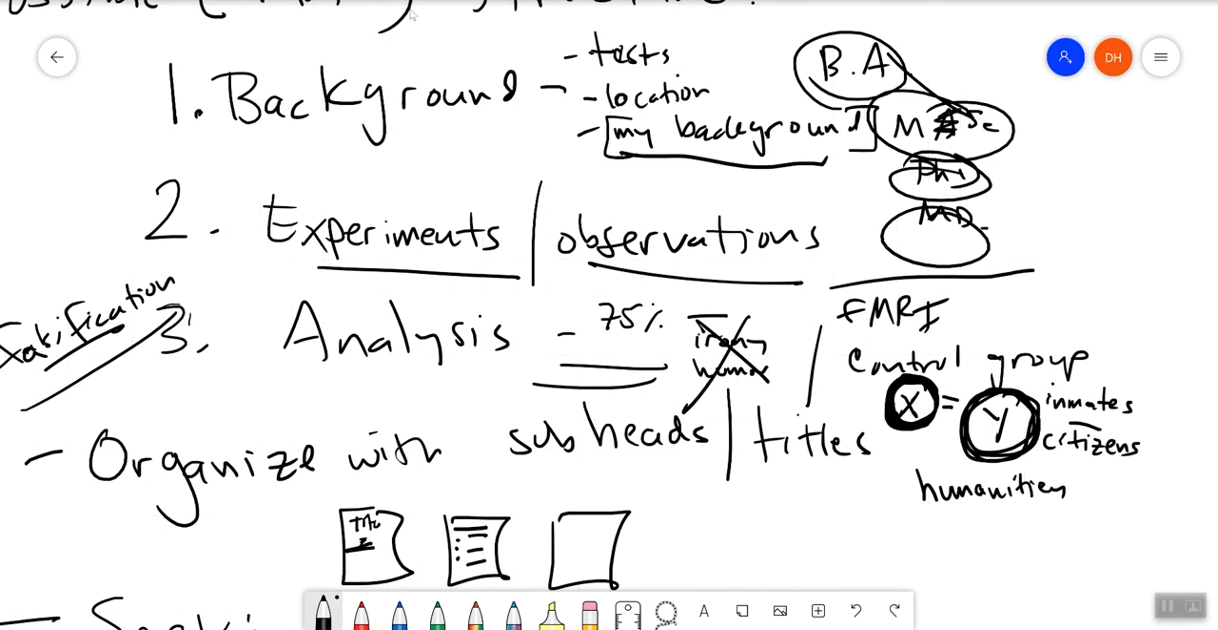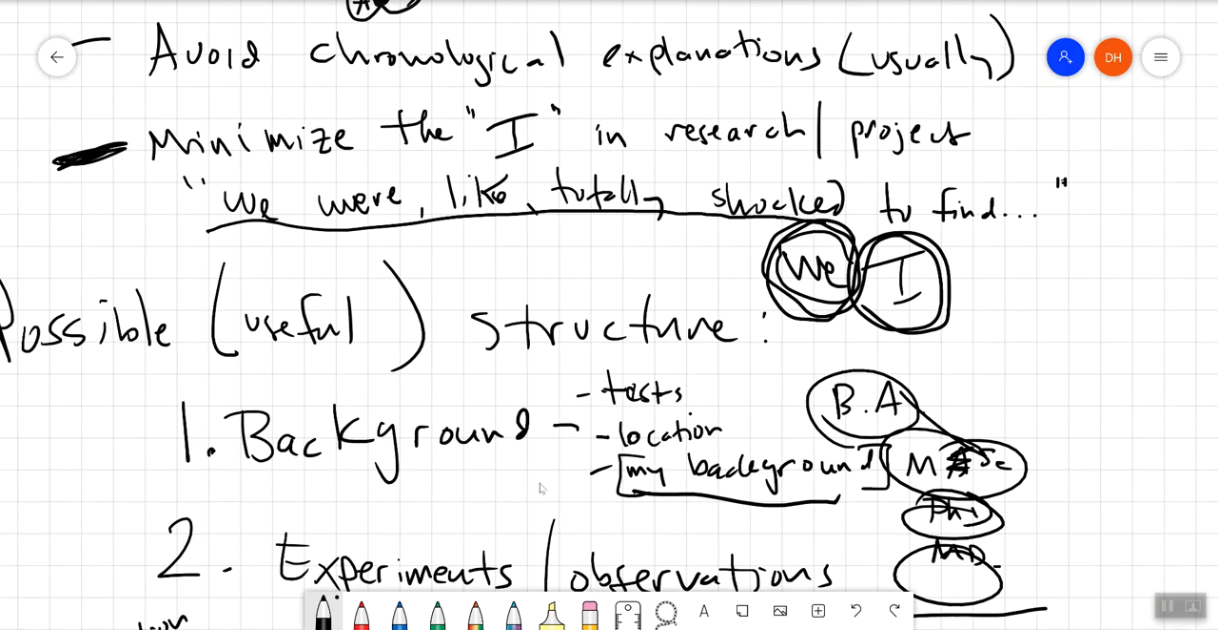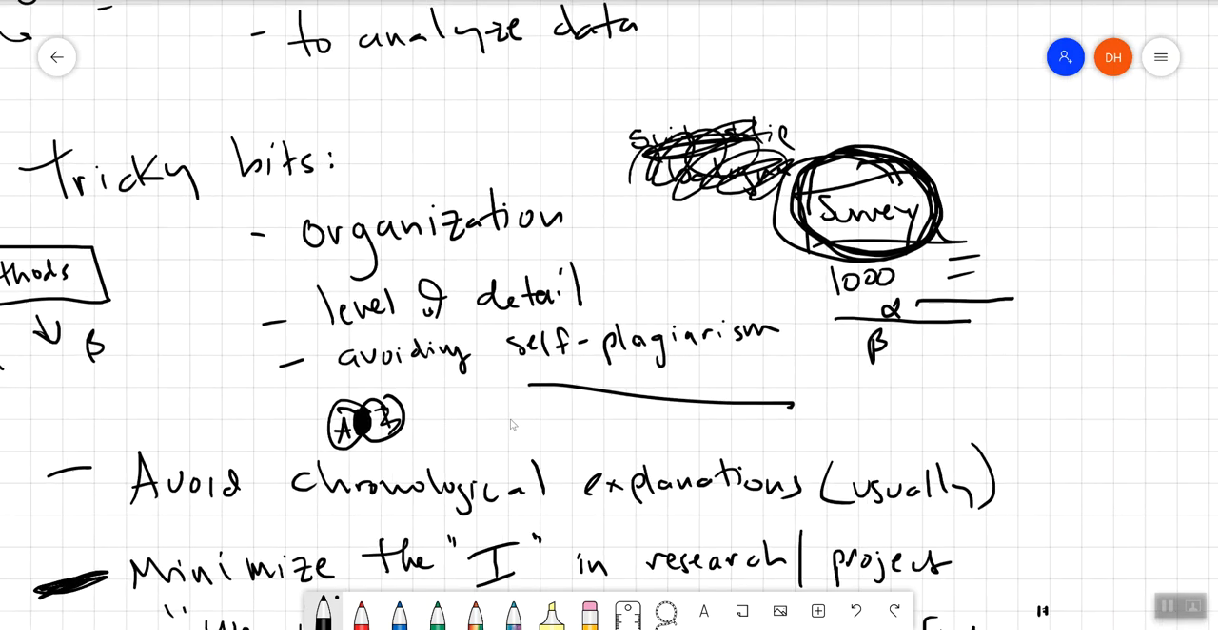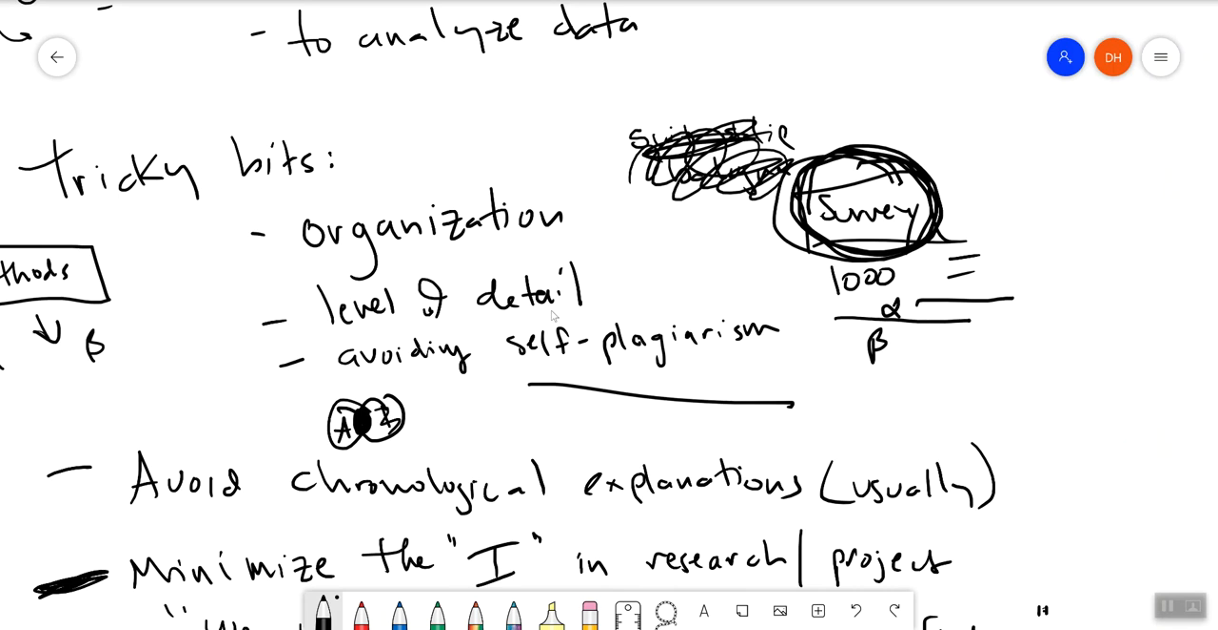methods. Typically, it's going to focus on these three things: background, experiments, and analysis. Organize them with subheads and titles, okay? And then watch out for chronological explanations. Watch out for narrating yourself into the story too much. Watch out for self-plagiarism. Don't go into too much detail when you're discussing them. You need detail in there, like I said, so that other people can test and replicate if needed. And that can also help to establish your credibility as a researcher or as a scientist or whatever. And so I hope that helps with methods.